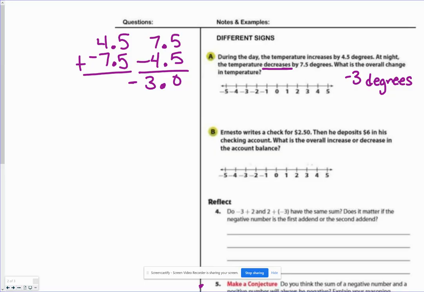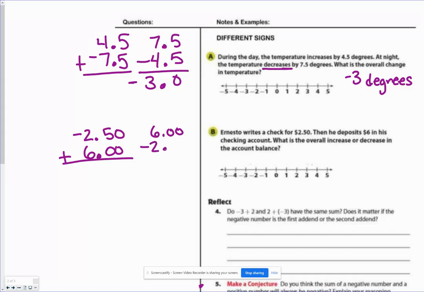All right. Ernesto writes a check for $2.50. Is that a positive or a negative if you write a check? That's a negative $2.50. Then he deposits $6 in his checking account. So plus, the deposit is good. He's gaining money. Plus $6. What's the overall increase or decrease? Well, the signs are different again, so we have to find the difference. Take the bigger number, 6. Notice that I added a decimal, so I could line up the decimals, and I added the zeros to fill.